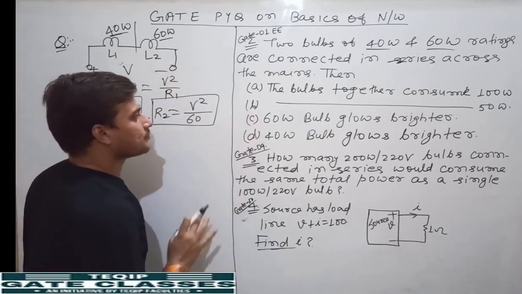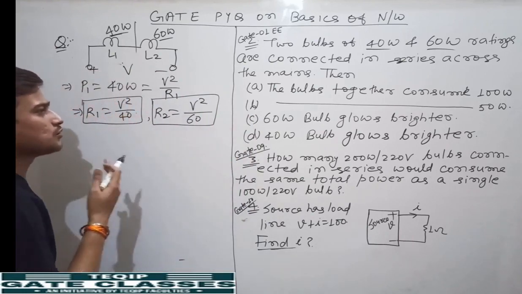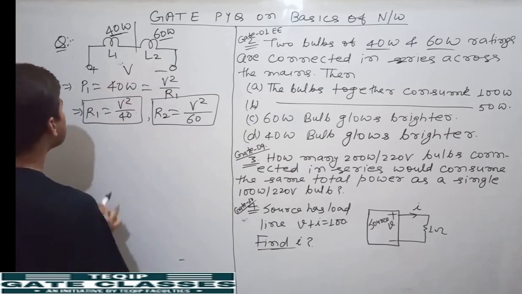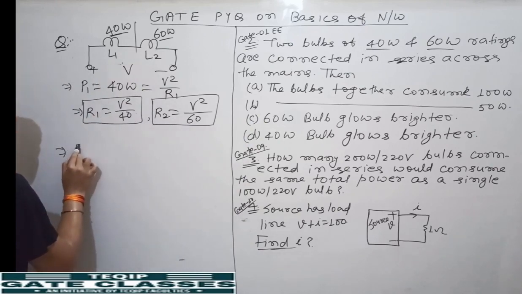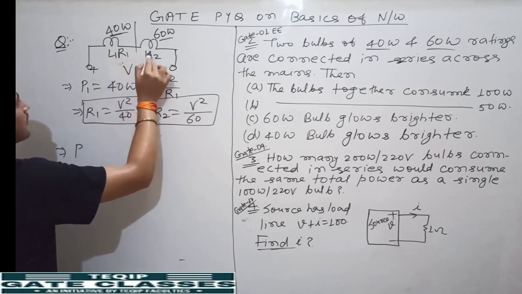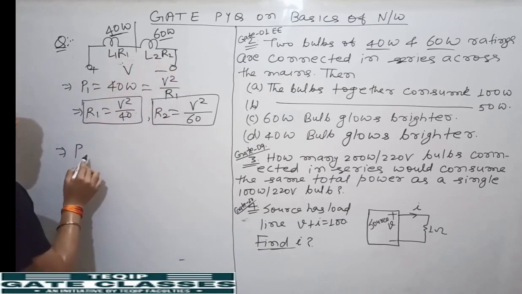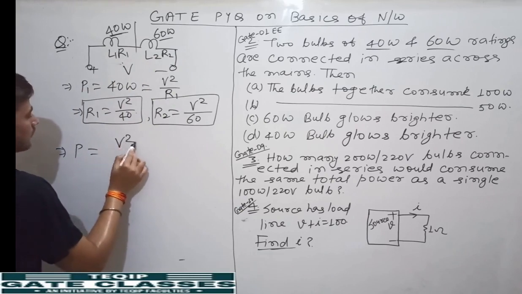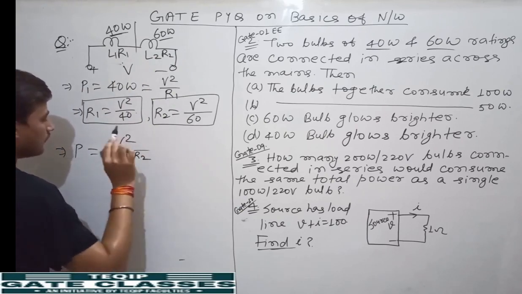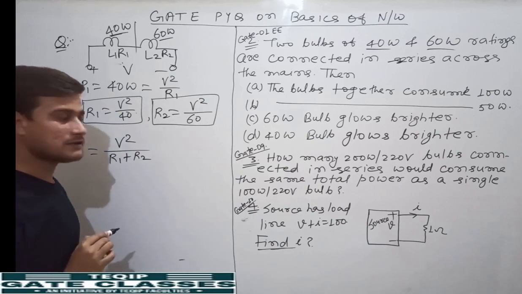Now let us check the options. They are saying that the bulbs together consume 100 watt. So when the bulbs are connected together, what will be the power? In series connection, the bulbs are connected together. Its resistance is R1, its resistance is R2. So power consumed will be how much? Total voltage is V square divided by R1 plus R2.